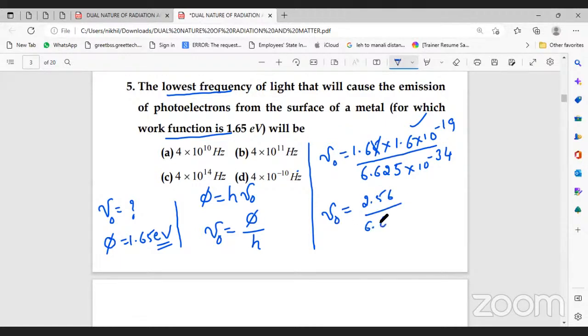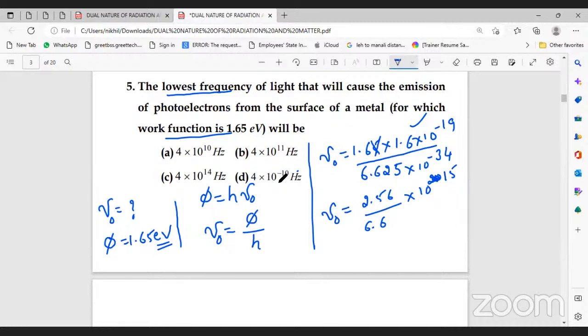Divided by 6.6 into 10 raised to how much? Minus 34 when it comes up? Plus 34, sir. No. Plus 34 minus 19. So 25. 25 or 15? So 15, sir. 10 power minus 34 when it comes up, plus 34. So plus 34 minus 19 means? 10 power 15, sir. Yeah.